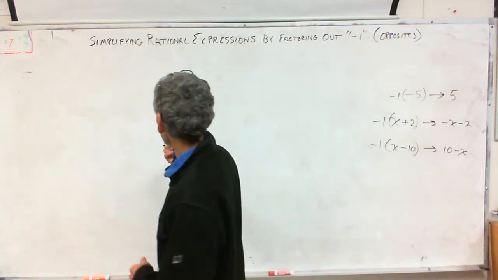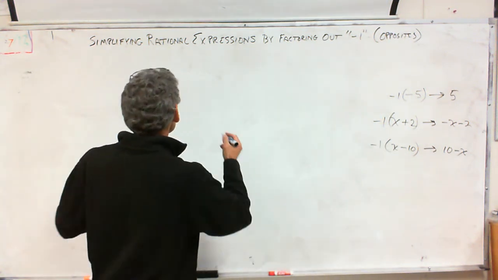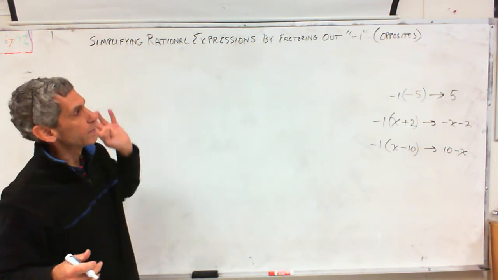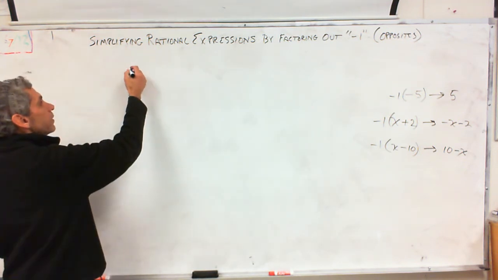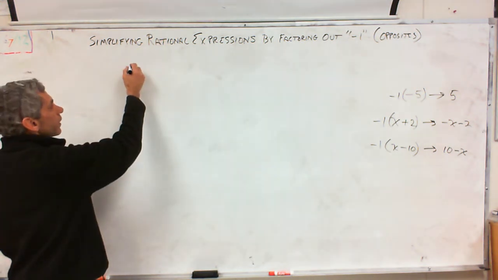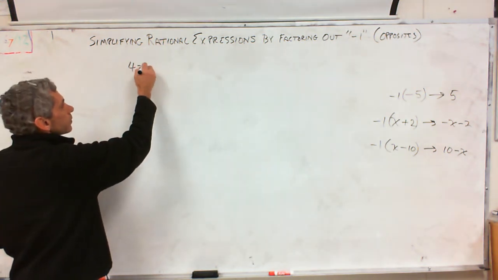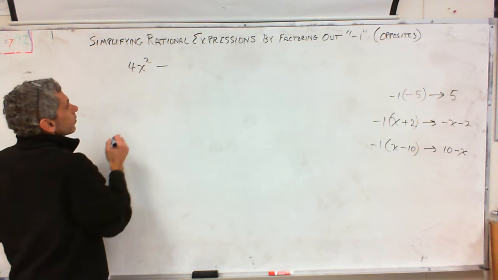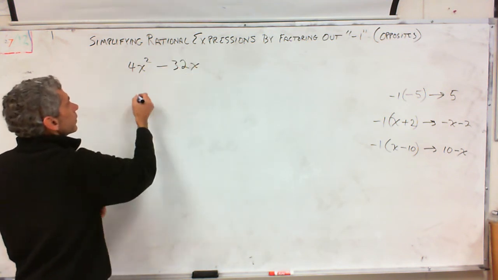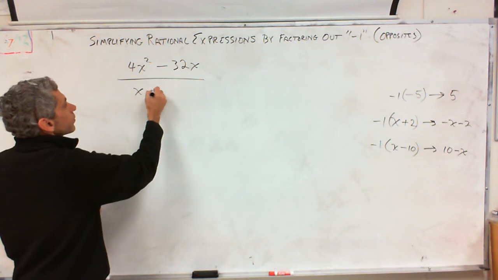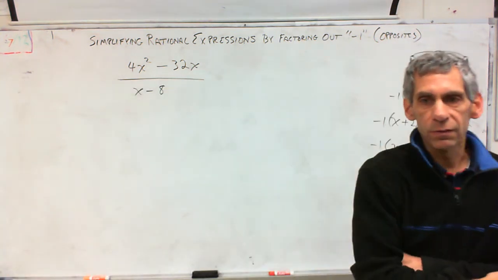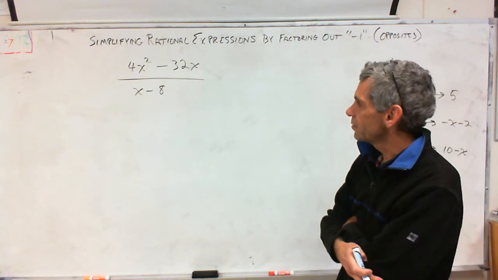All right, so I'm going to do one without dealing with the opposites first. We did this yesterday, I believe we did a couple. So let's say we had 4x squared minus 32x all over x minus 8. How would I do that? I asked you to simplify it.